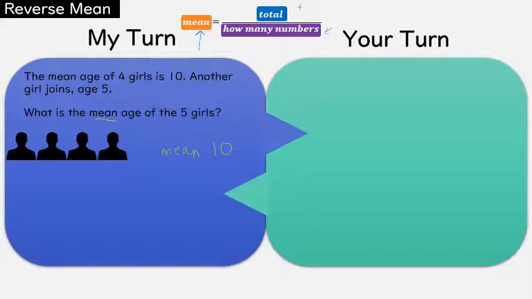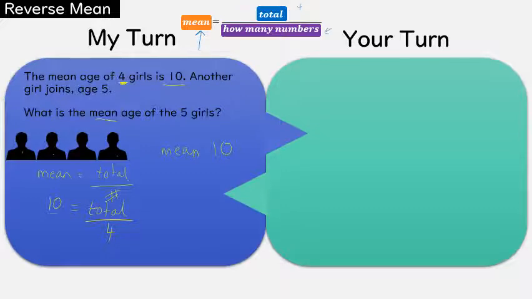So let's have a look at that equation. The mean equals the total divided by the number of how many there are. I'll just leave that as a hashtag there. So the mean we know is 10 because they told us in the question. The total of the added ages, we don't know. We don't know the age of each separate girl. We just know that the mean is 10 and we know that there are 4 of those girls. So how could I work out the total?